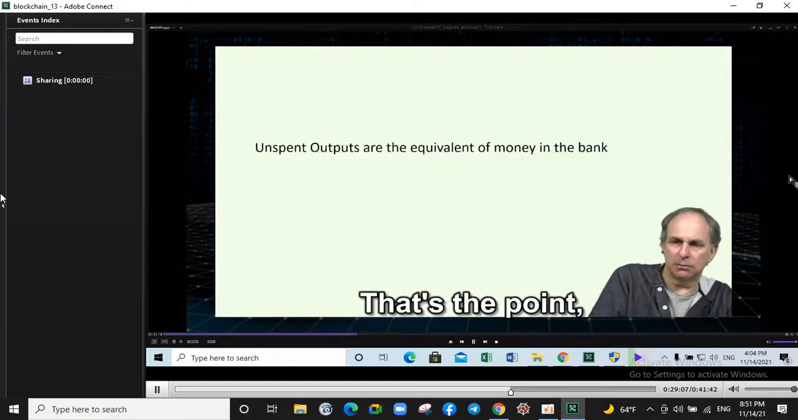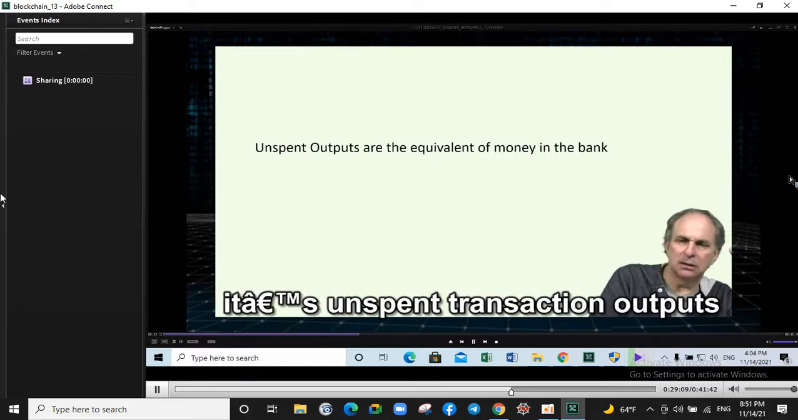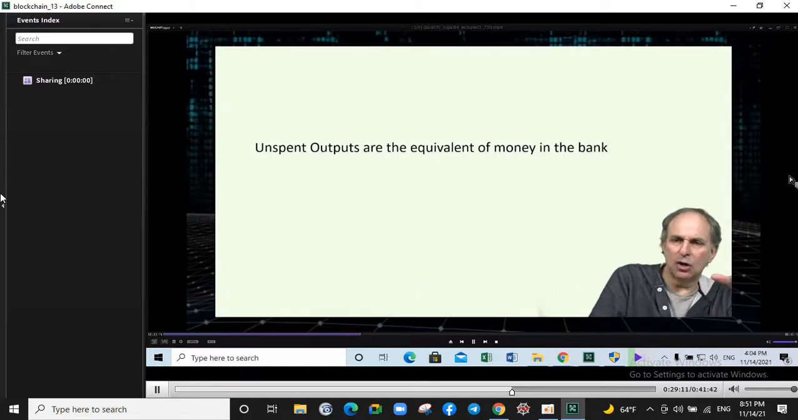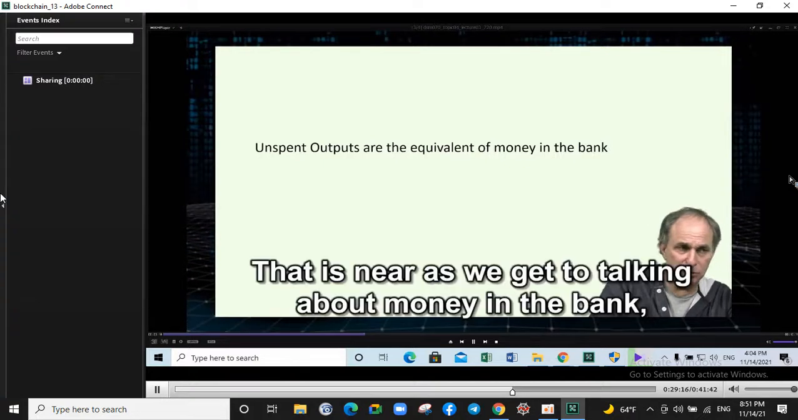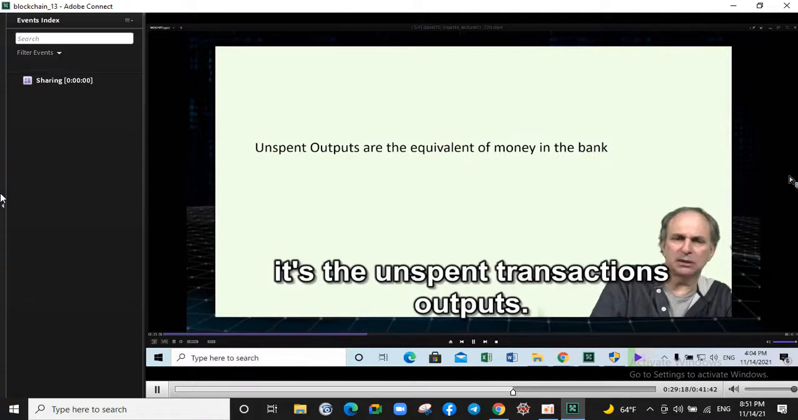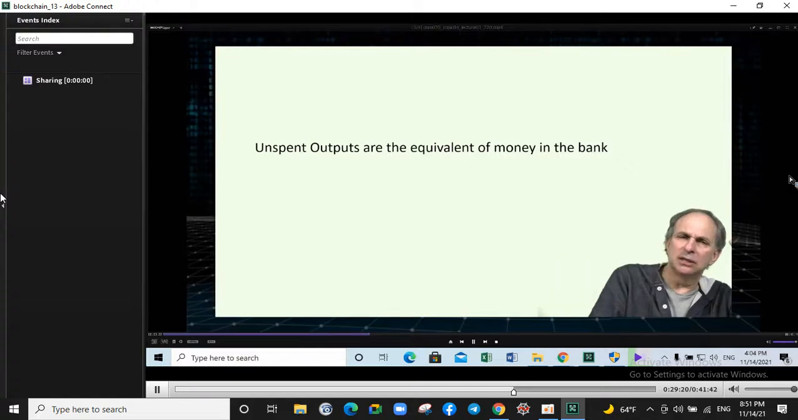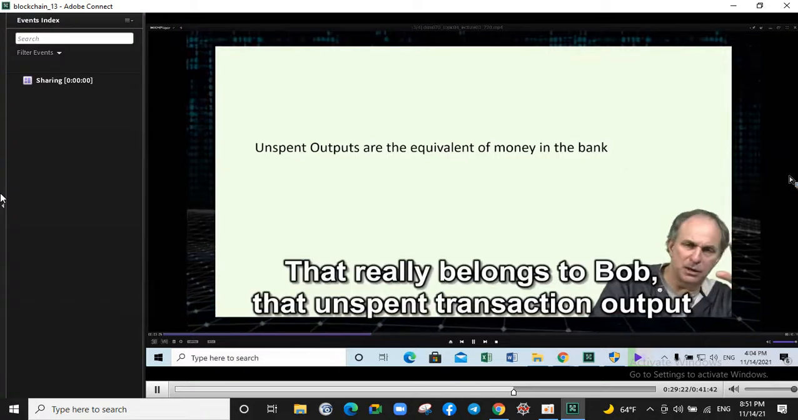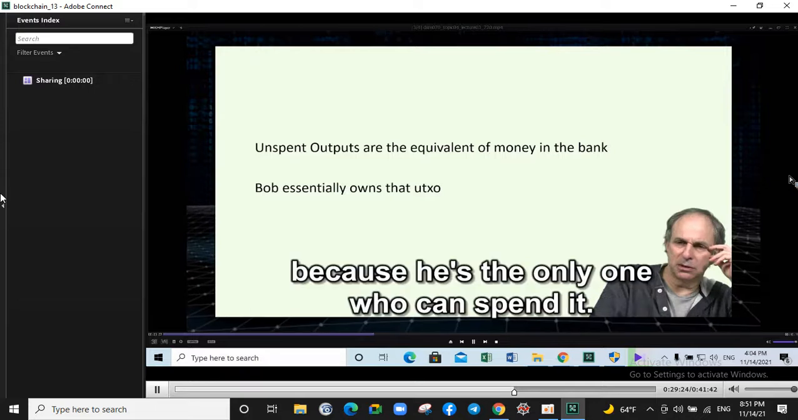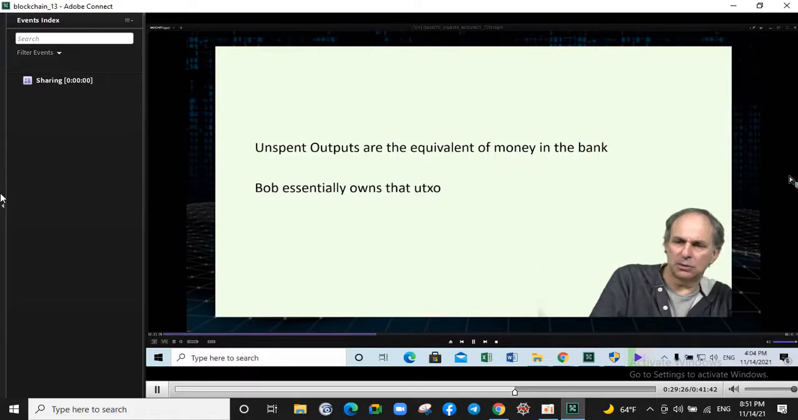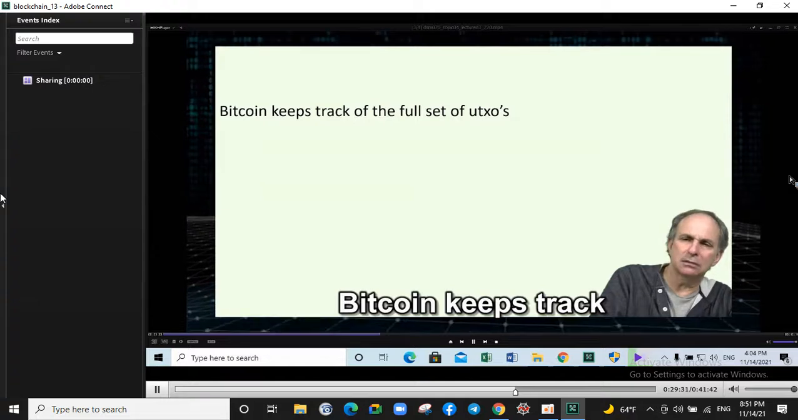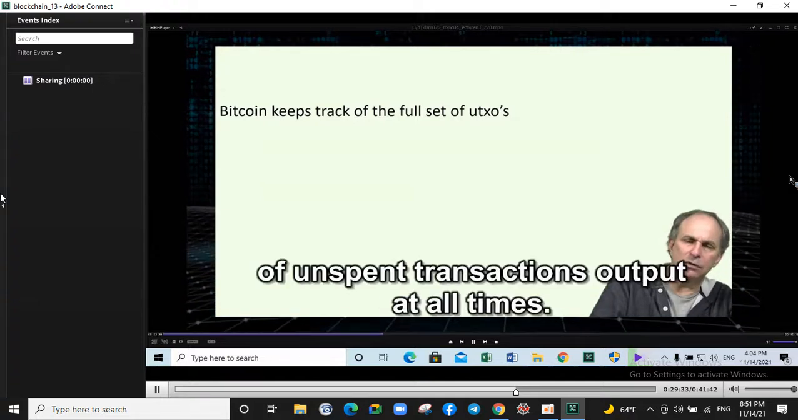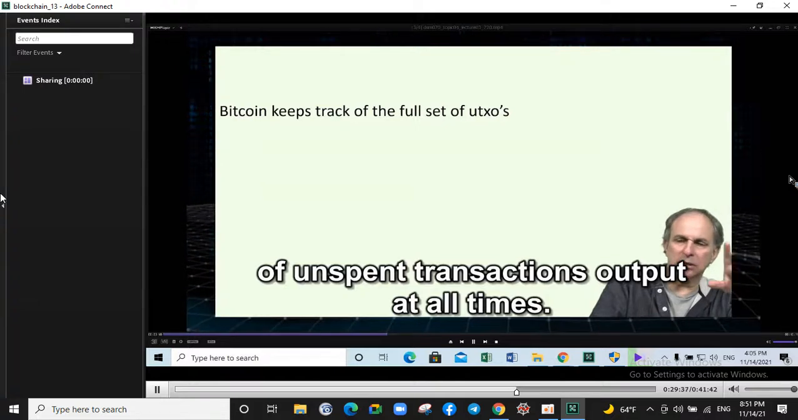And that's the point. Unspent transaction outputs are the equivalent of money in the bank. It's as near as we get to talking about money in the bank. It's the unspent transaction outputs. And so that really belongs to Bob, that unspent transaction output, because he's the only one who can spend it. So that's Bitcoin. Bitcoin keeps track of the full set of unspent transaction outputs at all times.